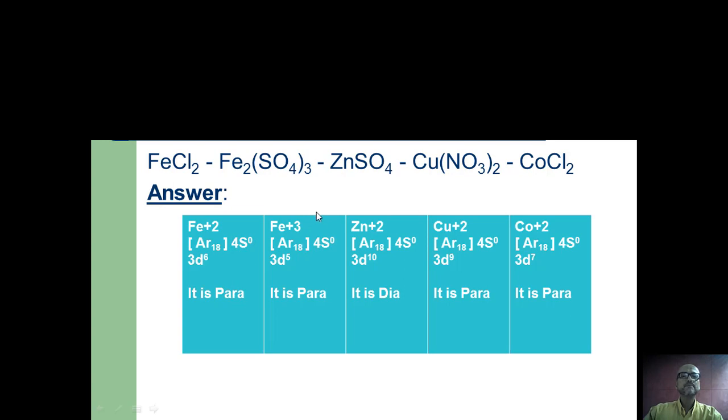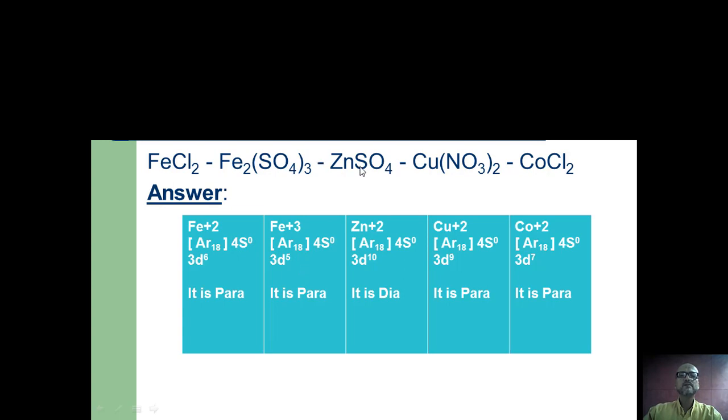Also, the next point, Fe2(SO4)3, means iron 3 sulfate. So in this case, it will be Fe positive 3. After argon, it will be 4s0, of course, and 3d, not 6 like the previous one. No, it will be 3d5. Excellent. In this case, it is also para. Why? The presence of unpaired electrons.